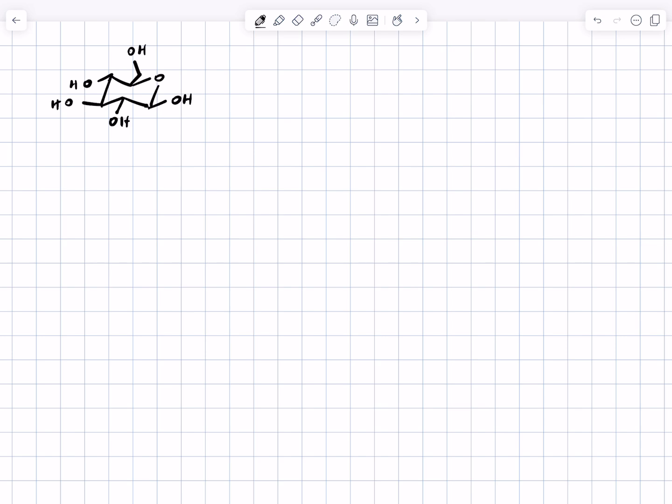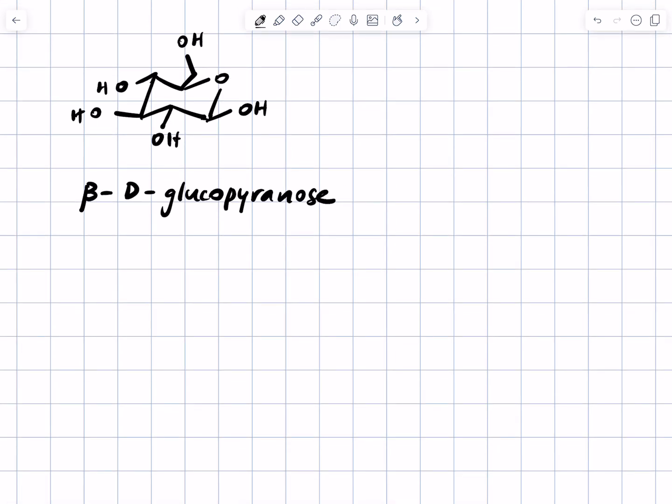And this molecule has a technical name. Glucose, or D-glucose, refers to the open chain form of the molecule. In this form, we call it beta-D-glucopyranose. All right, so that's kind of fun. So what do all of those names refer to? Let's start with the D. D refers to this stereocenter here.